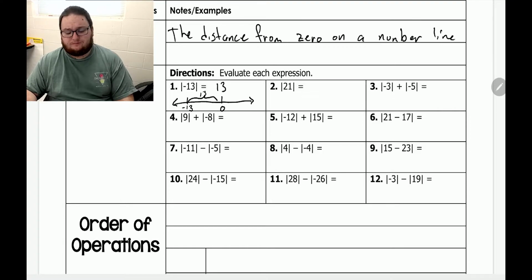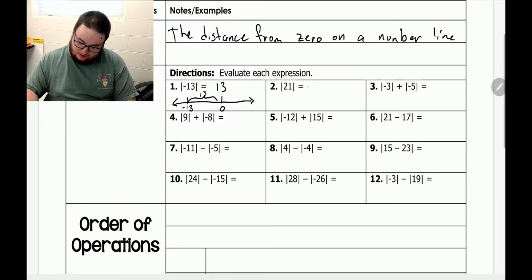And for number 2, we have the absolute value of 21. Well, 21 is 21 spaces away from 0. So that means that the absolute value of 21 is 21.